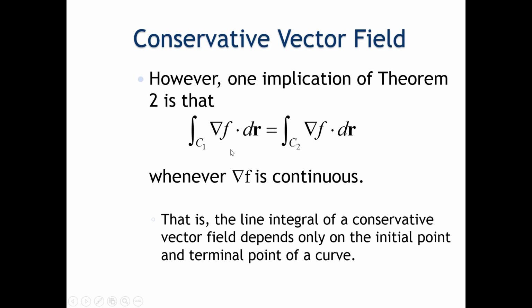From the fundamental theorem of line integrals, we can conclude that the integral along C1 of del f dot dr is equal to the line integral of del f dot dr along C2, where del f is continuous. That is, the line integral of a conservative vector field depends only on the initial point and the terminal point of the curve. It does not depend upon the actual path. It just depends upon the initial point and terminal point.